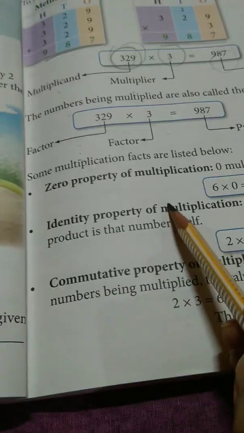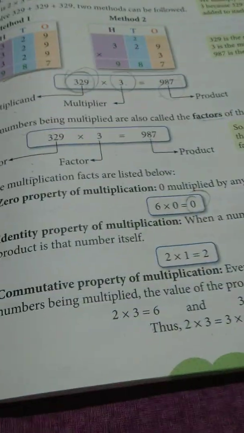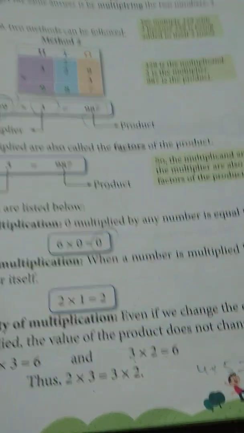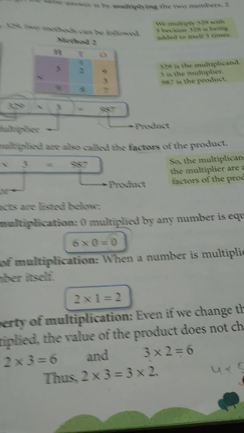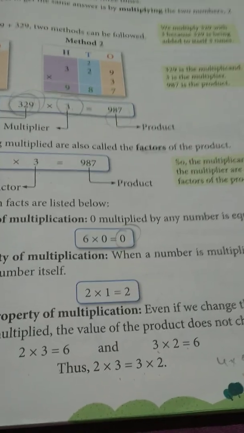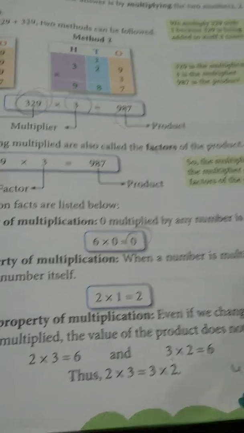Now let us look at some multiplication facts. These are important. All these multiplication facts are important. Zero property of multiplication. What do you mean by zero property of multiplication? Means 0 multiplied by any number is equal to 0. Whether it is 6 into 0 is equal to 0, 5 into 0 is equal to 0, or any other number, even if you multiply by 0, the answer will be 0 itself.